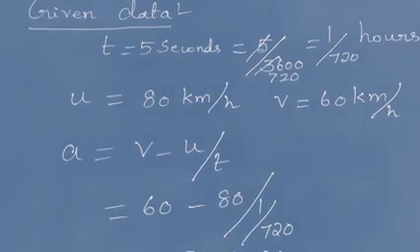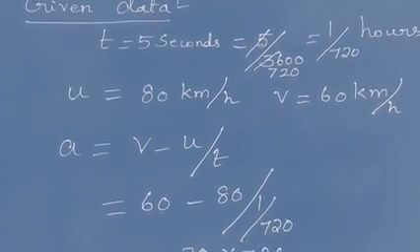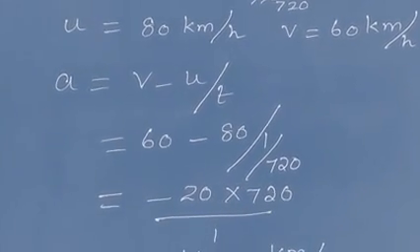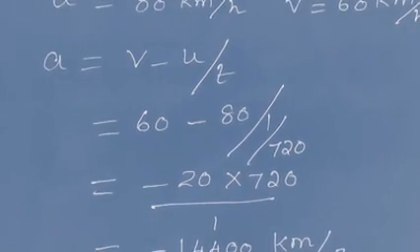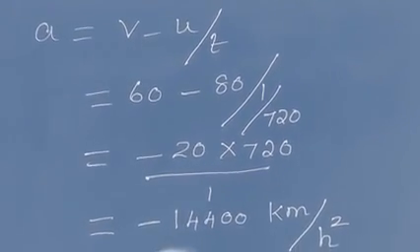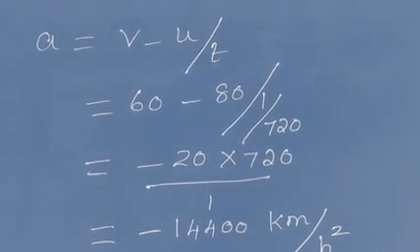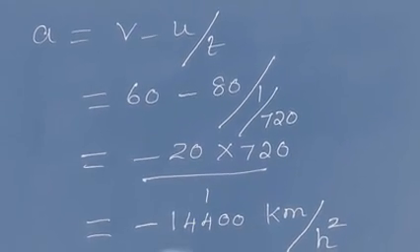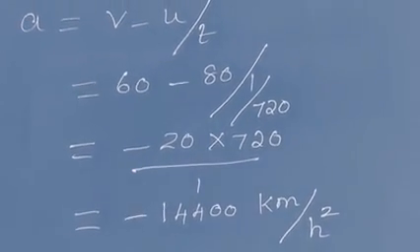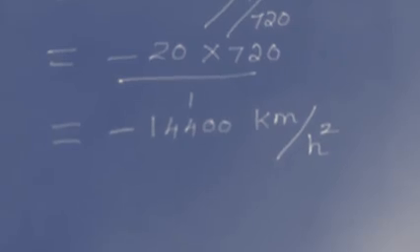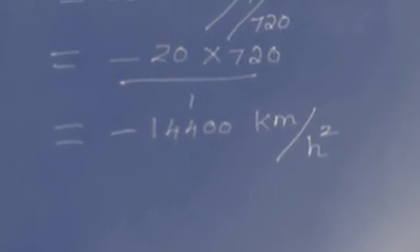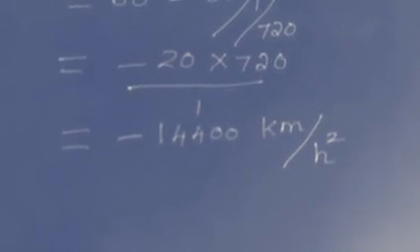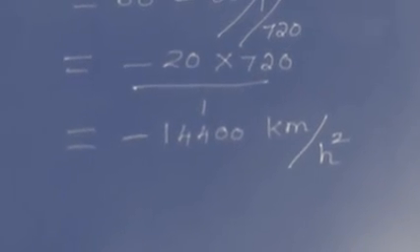So now the formula is a equals v minus u by t. I substituted the value of v, u and t in the formula. So 60 minus 80 is minus 20. In denominator 1 by 720 is the next step. The 720 will come to the numerator. 14,400 km per hour. The unit for acceleration is kilometer per hour square or meter per second square.